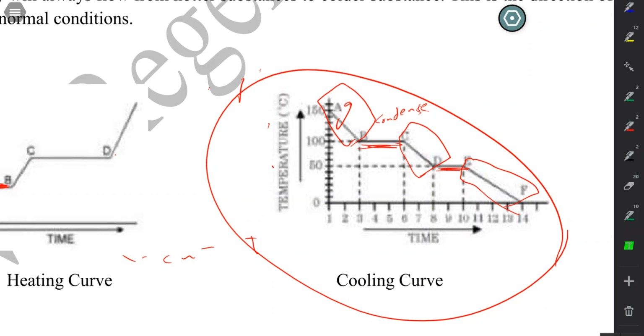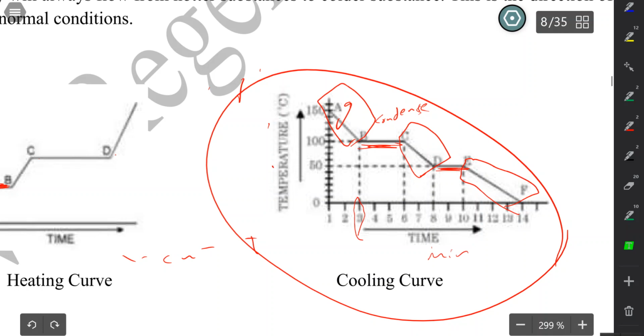So how much time does it take to condense? Well, we begin condensing at the 3rd minute. I'm assuming this is in minutes. And we stop condensing at the 6th minute. So from 3 to 6, it takes 3 minutes to condense this substance, while it starts freezing at 8 and stops freezing at 10. It takes 2 minutes to freeze this substance. So freezing from D to E, condensing from B to C. Okay?